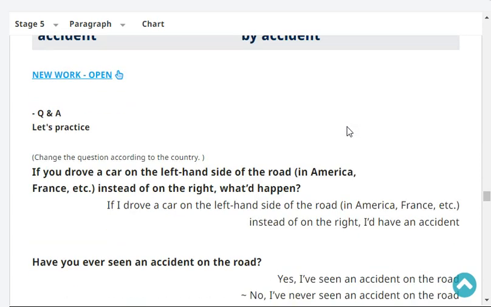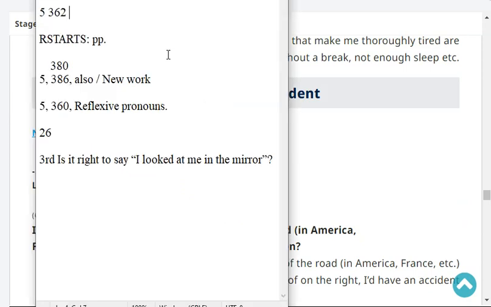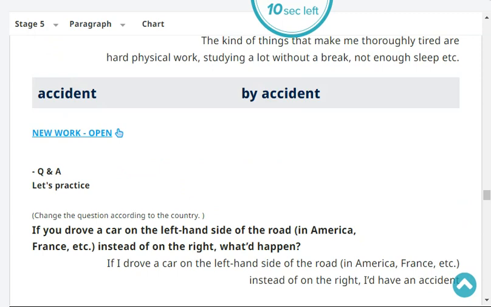Accidentally. If you drove a car on the left-hand side of the road in America instead of on the right, what would happen? Okay, so we'll stop there for today, but very good, very good.